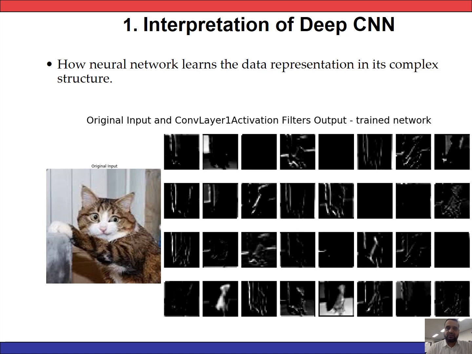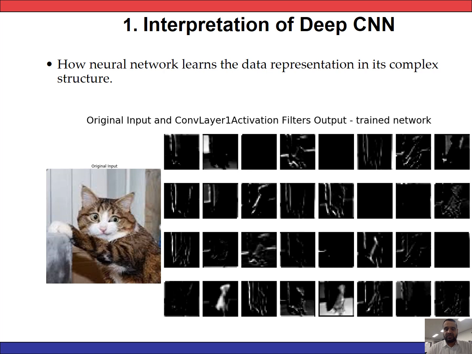So the first topic is related to the interpretation of deep neural network. So actually what is interpretation? We want to know how this neural network works. We want to interpret what is learned inside the neural network, because the neural network is a multi-layer network and we don't know what is inside those layers, because there are nonlinear activation functions and the architecture is also multi-layer.